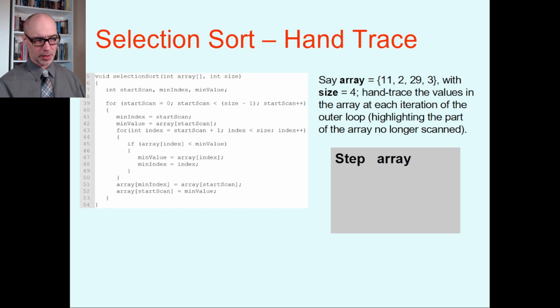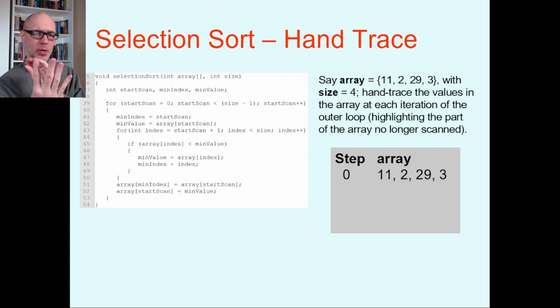How many steps have I taken? As you get into this function, before you enter the for loop for the first time, I'm going to call that step 0. And the array is starting off at this 11, 2, 29, 3 before any changes get made. So you get to line 39 and start scan is being set to 0, which is really saying position 0, we're going to find out the correct thing that belongs here, the first thing.